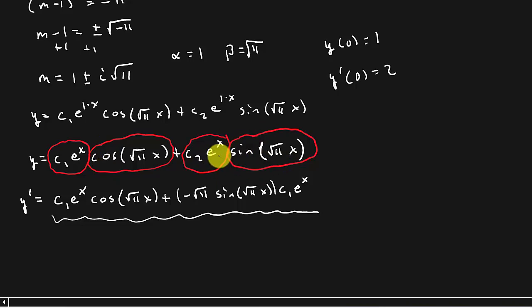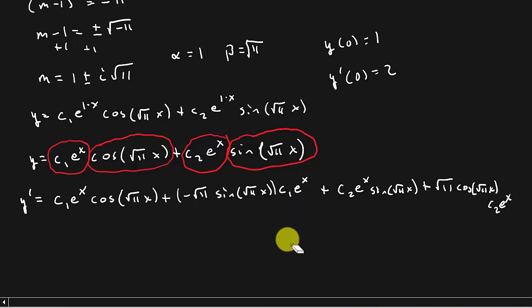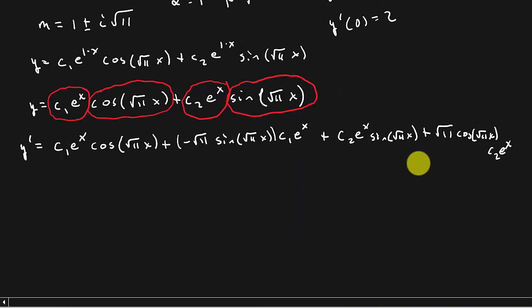We've got to take the derivative of this using the product rule. So that's going to be plus derivative of the first, C2 e to the x, sine square root of 11x, plus, and then derivative of sine is cosine, and that's square root of 11 cosine square root of 11x times C2 e to the x. I had to squeeze it in there. Well, come on and erase. All right, so now let's just clean this up.